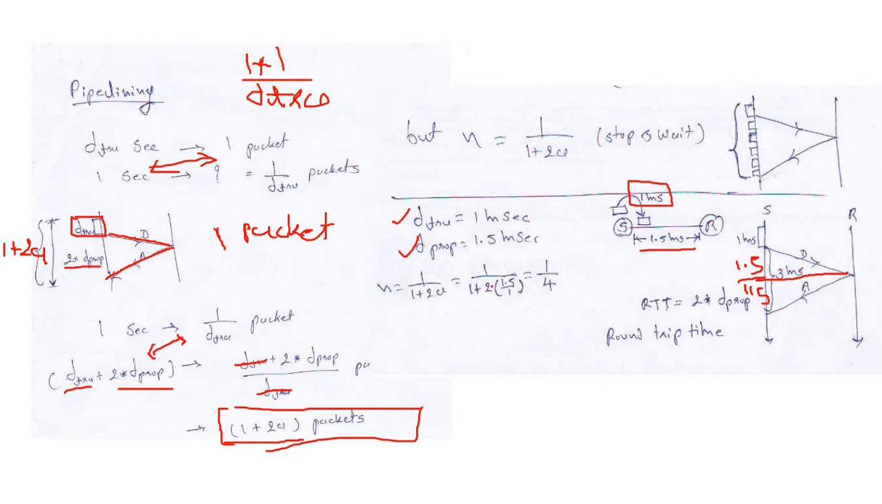So 1 upon 1 plus 2a. What is the meaning of A? A is the propagation time upon transmission time. Delay of propagation upon delay of transmission is equal to A. So in place of A, we are putting delay of propagation upon delay of transmission.